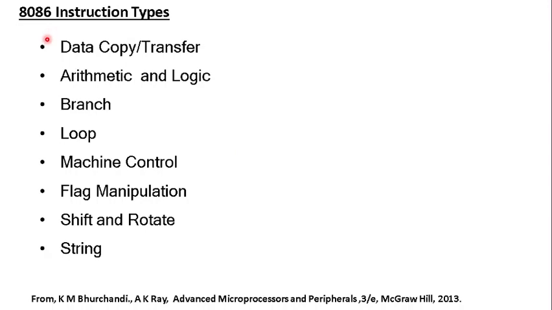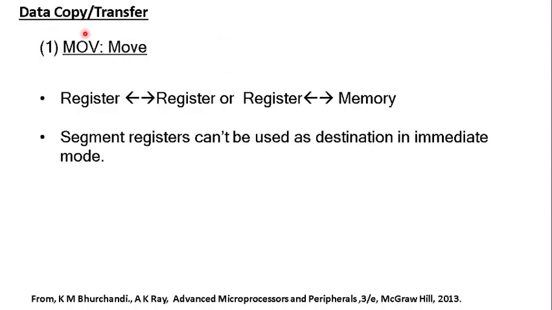So first let us focus on the data copy or transfer instructions. The first instruction that we are going to explore is the basic MOV instruction. The move instruction will help us to move data between a pair of registers or between a register and a memory location, in both directions. But one thing that the move instruction can't do is memory to memory move.